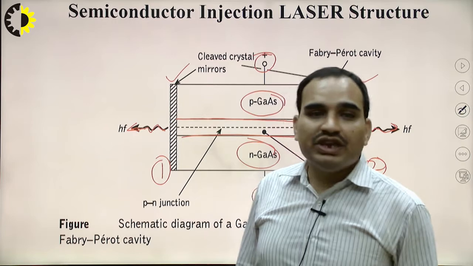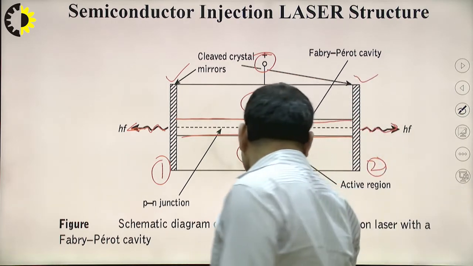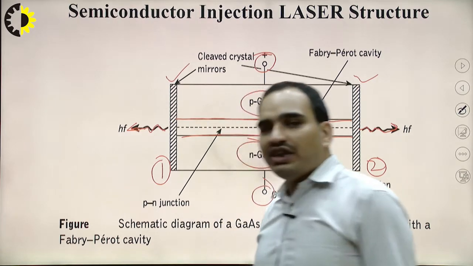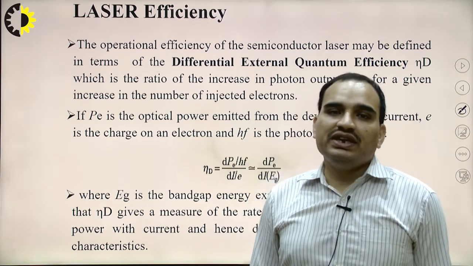So, this is the schematic diagram of a gallium arsenide homojunction injection laser with a Fabry-Perot cavity. So, the next important topic is the laser efficiency.